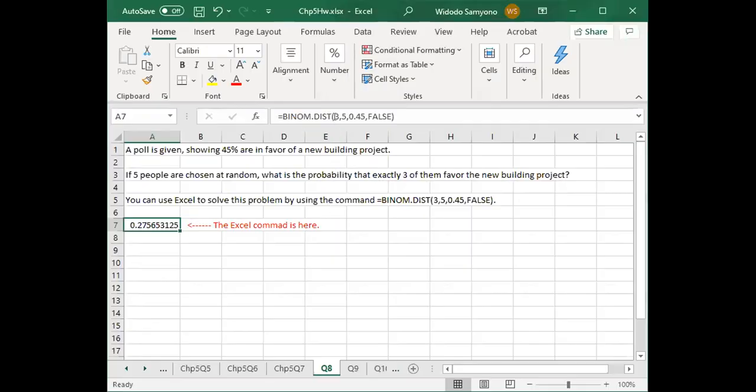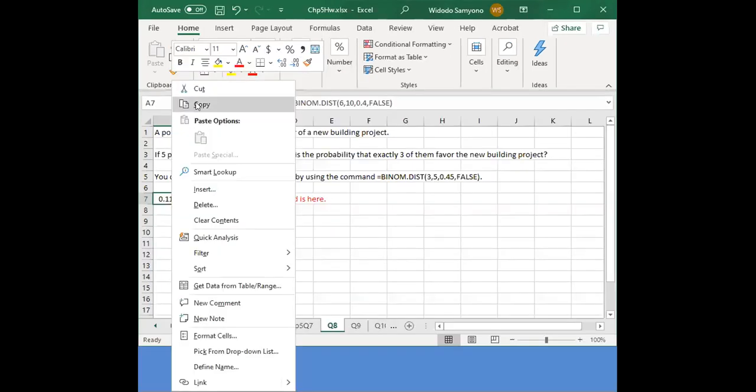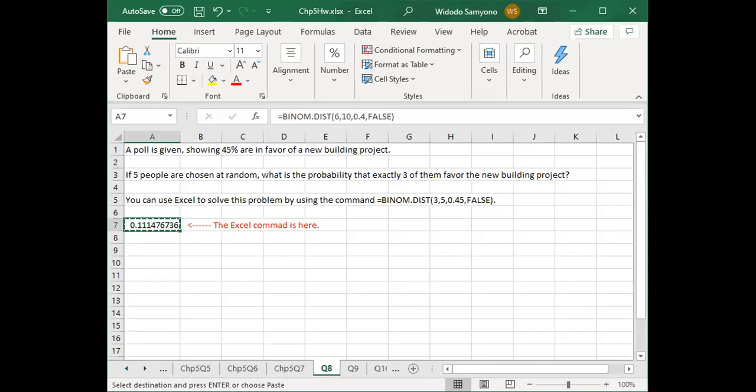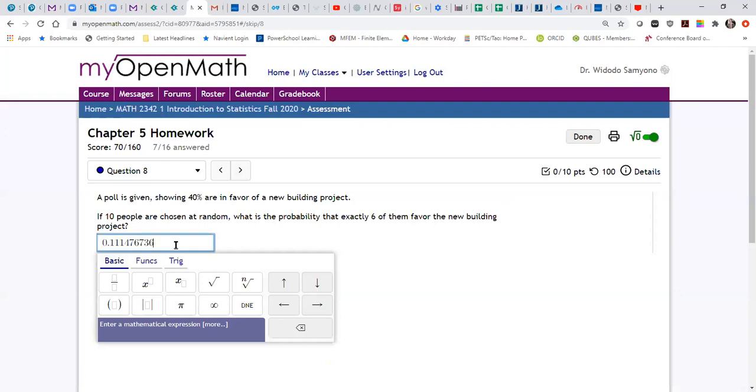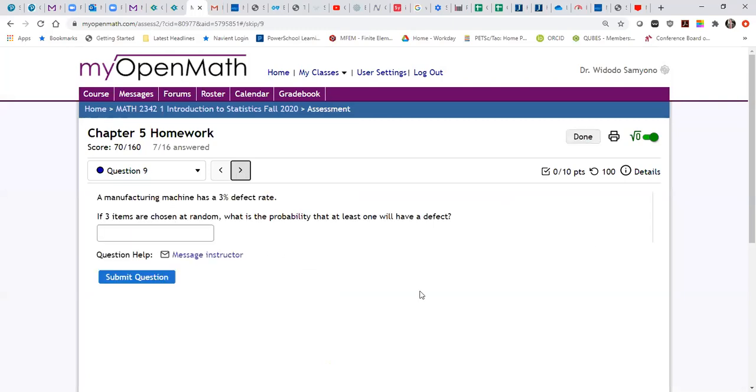Six, 10, and 40% will be 0.4, right? Okay, and I put false because you're looking for exactly 6 out of 10 people. Okay, so this will be your probability. You can copy and paste it there.